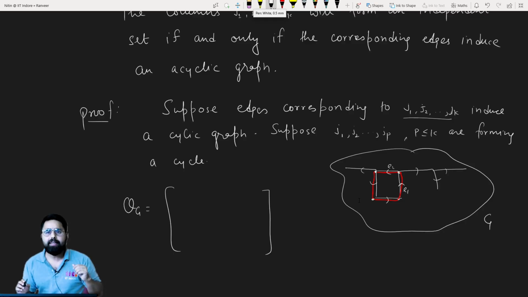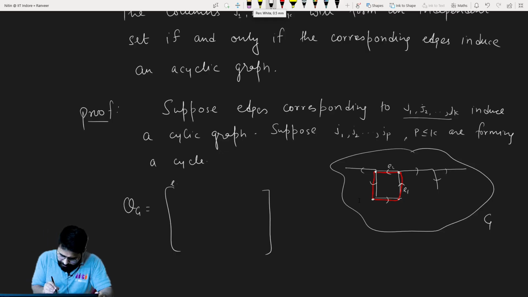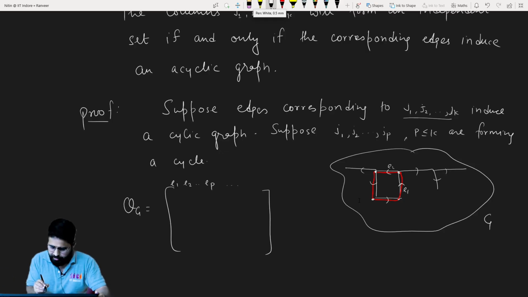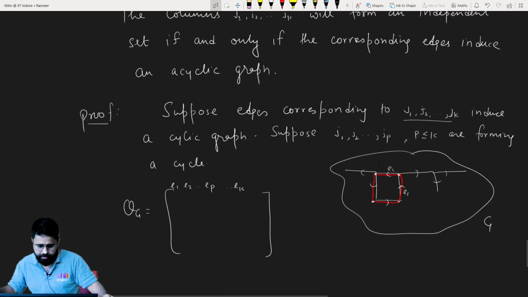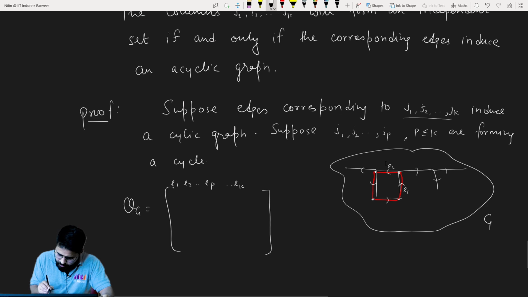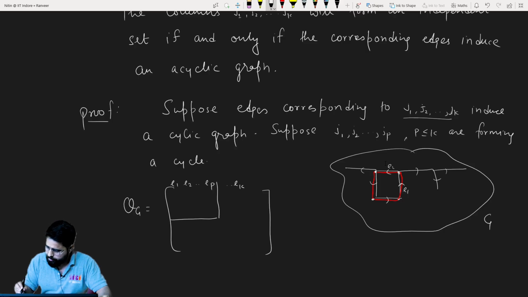If you write this incidence matrix, there will be the columns E1 up to Ep, and then some other edges, up to k. Now look at only this part. These edges cover only p vertices, rows 1, 2 up to p. Here there will be entries like 1, minus 1, minus 1, 1, and the rest of the part will be 0. The edges are not incident on the other vertices, so that part will be fully 0.